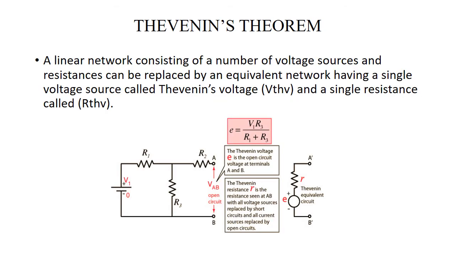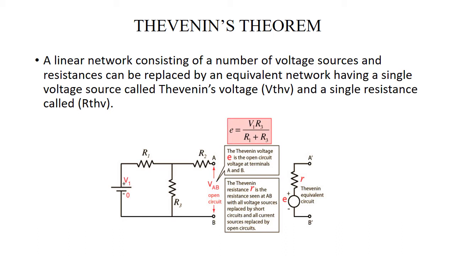Next, Thevenin's theorem. Thevenin's theorem states that any two terminal linear bilateral network can be represented as a series combination of VTH and RTH. VTH is the open circuit voltage measured between A and B after disconnecting the load resistance. RTH is Thevenin's resistance, measured between A and B by reducing the independent sources in the network to zero. Thevenin's theorem is also known as Helmholtz theorem.